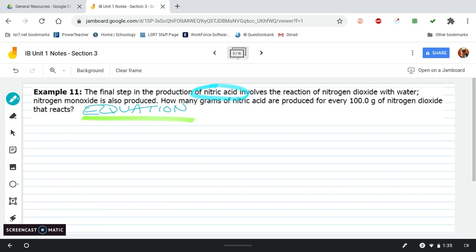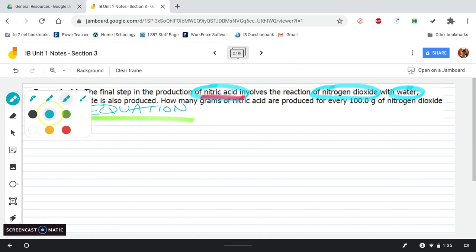And so we're making the nitric acid, and we're making it from nitrogen. It says from a reaction of nitrogen dioxide with water. So these two are together, and then we're making this one. And then it says that we also make a bit of nitrogen monoxide. So it kind of takes a little bit of reading to sort all this out.